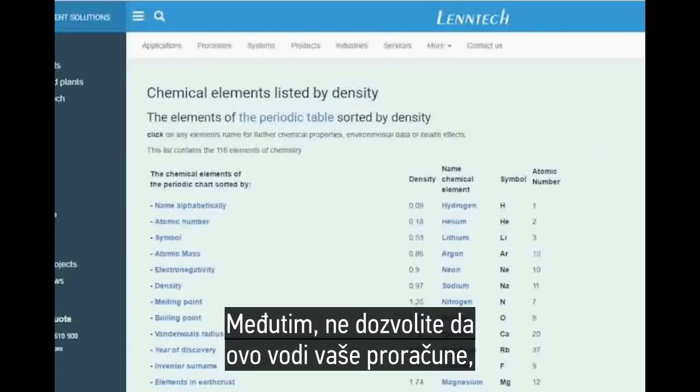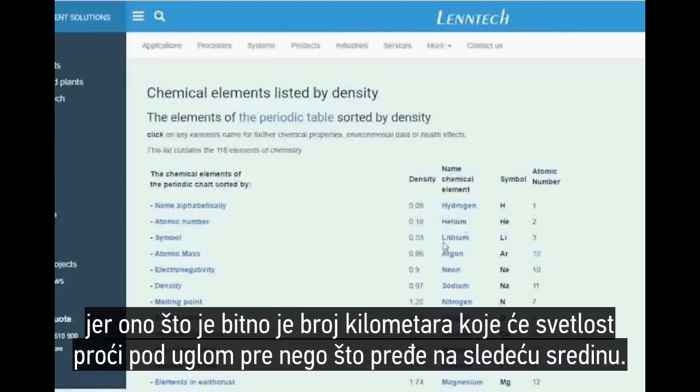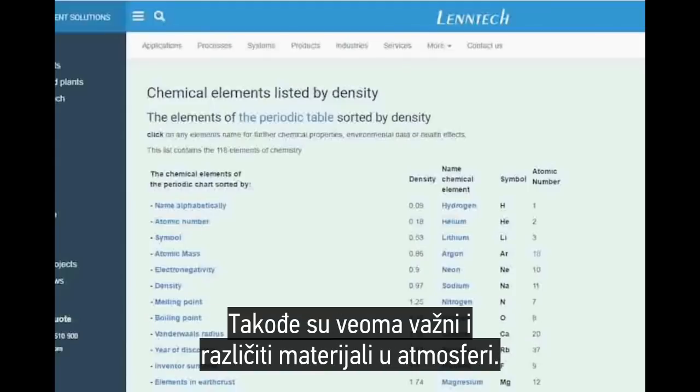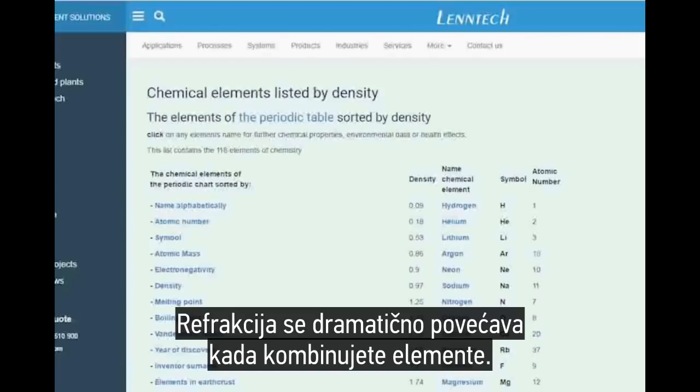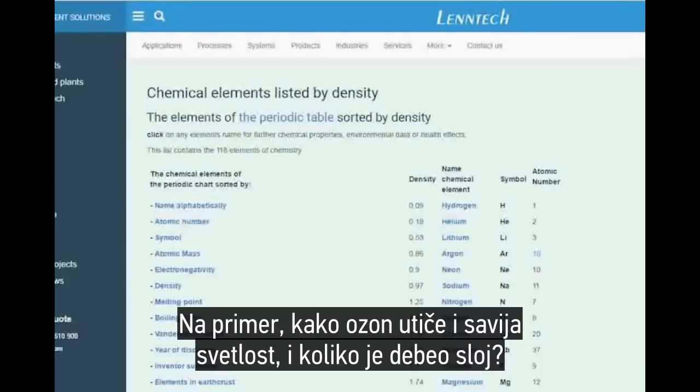But don't let that dominate your calculations, because what matters is the amount of miles light will travel at the angle before crossing into the next medium. Also, it matters greatly the different materials in the atmosphere. Do not limit your bias to elements only. Refraction increases dramatically when you combine elements. For example, how does ozone affect and refract light, and how thick is the layer?